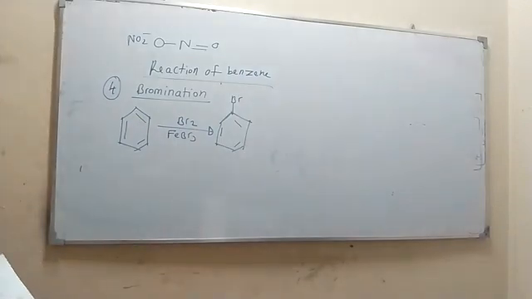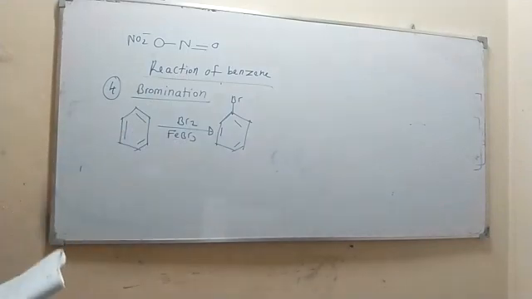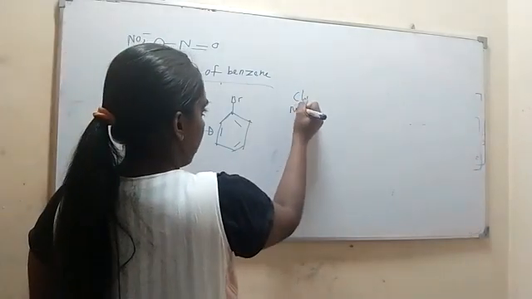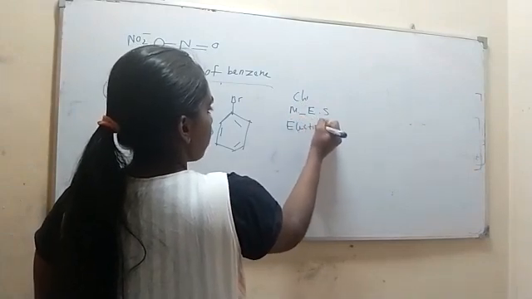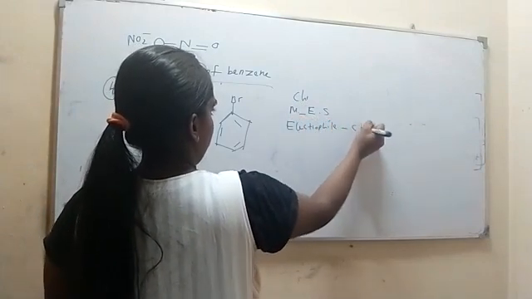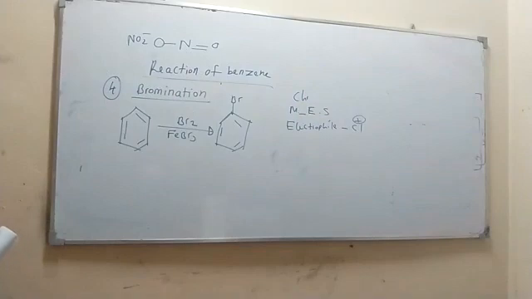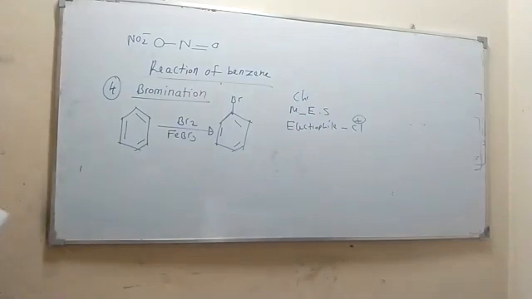Chlorine, if you put Cl2 in the presence of anhydrous aluminium chloride, what happens? It is an electrophilic substitution reaction. Chlorine gets substituted. If you want, you can write this under the chlorination mechanism: electrophilic substitution, and the electrophile is Cl plus. Put the mechanism and write what the mechanism is, electrophilic substitution. The electrophile is Cl plus.